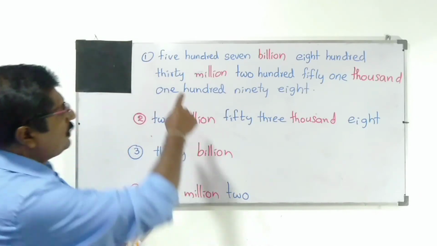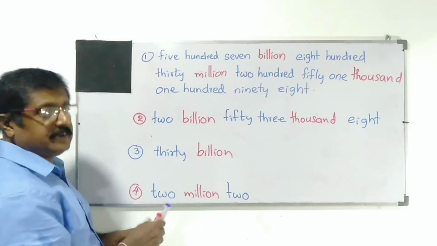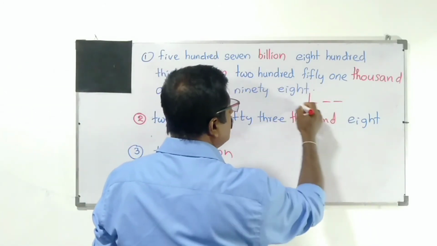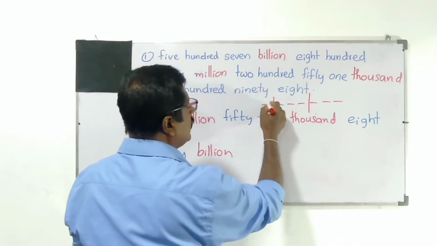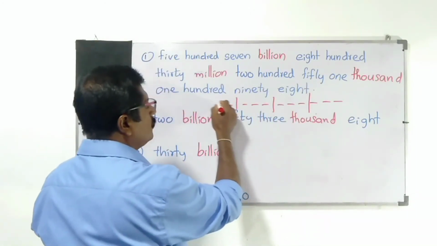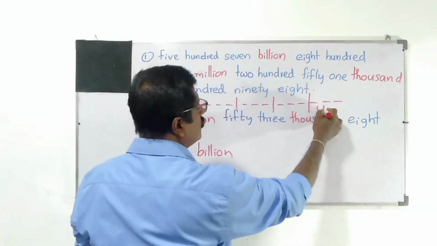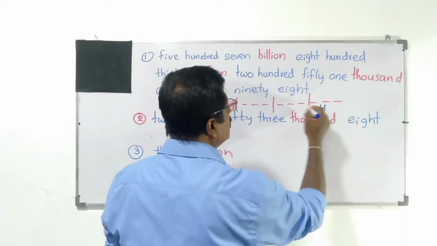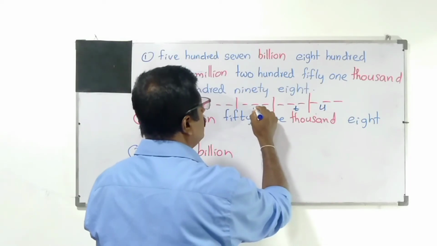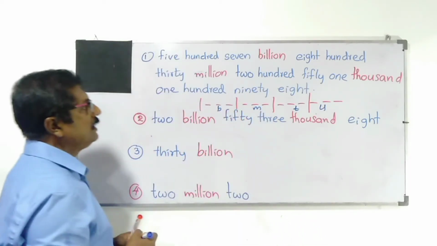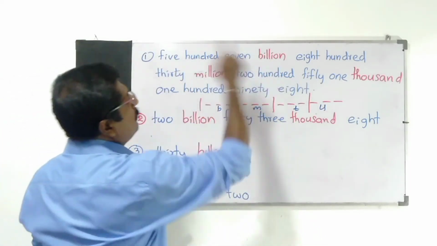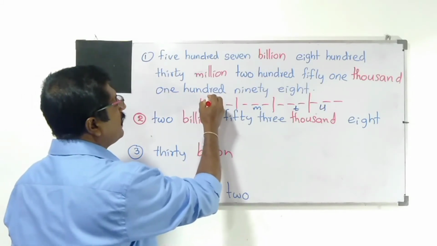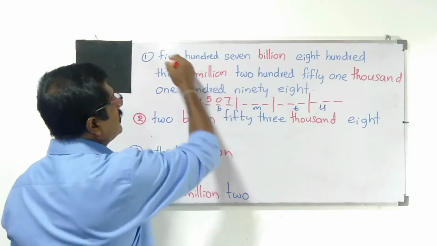Here you are. When you are given a number like this, you first draw the zones. 1, 2, 3, 1, 2, 3, 1, 2, 3, 1, 2, 3, like this. This is unit zone. Unit, thousand, million, billion. Okay. Now, 507 billion. In the billion zone, you have to write 507. Now that part is over.